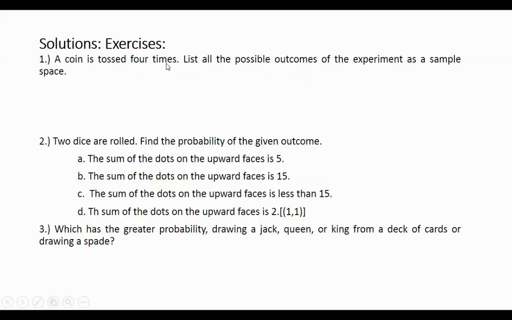So a coin is tossed 4 times, so we're going to list all of the possible outcomes. Simply, we can just manually list all the possible outcomes. So as you can see, first we have head, head, head, head, and then head, head, head, tail. We also have head, head, tail, head, and head, head, tail, tail. Okay, so we can actually relate these to binary numbers.